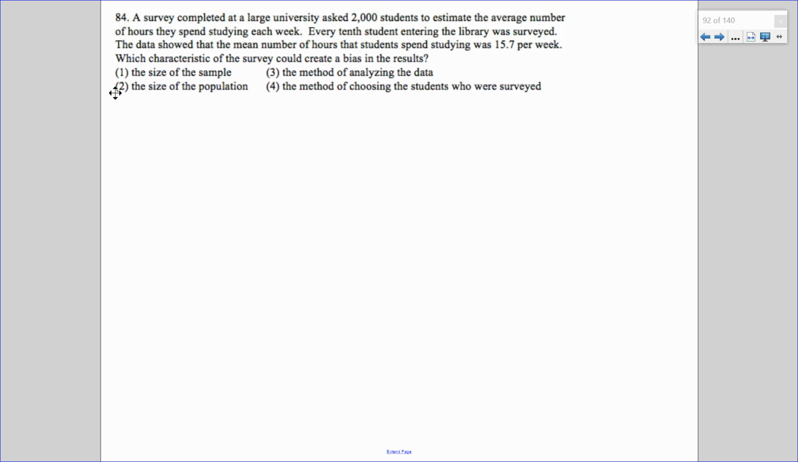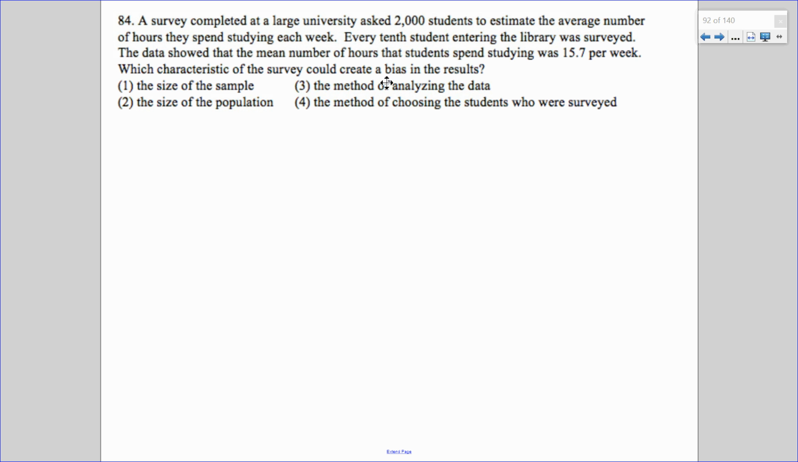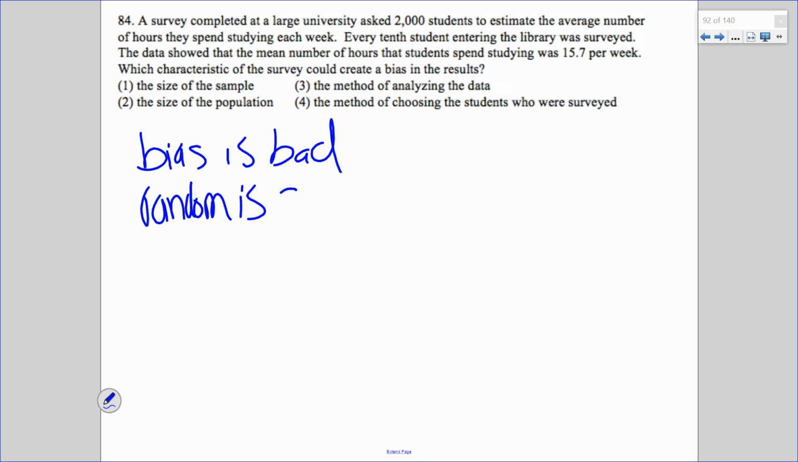Statistics. Sweet. Bias is bad for a survey. Random is good. It says which survey could create bias, so it's asking for a bad answer.